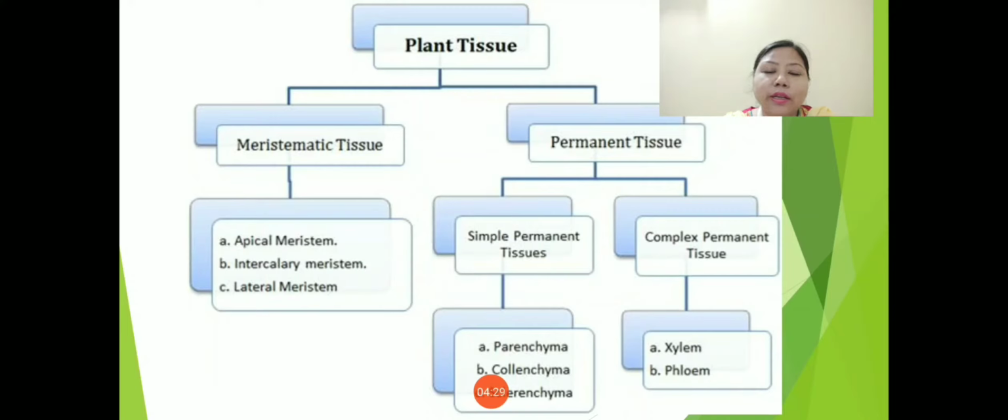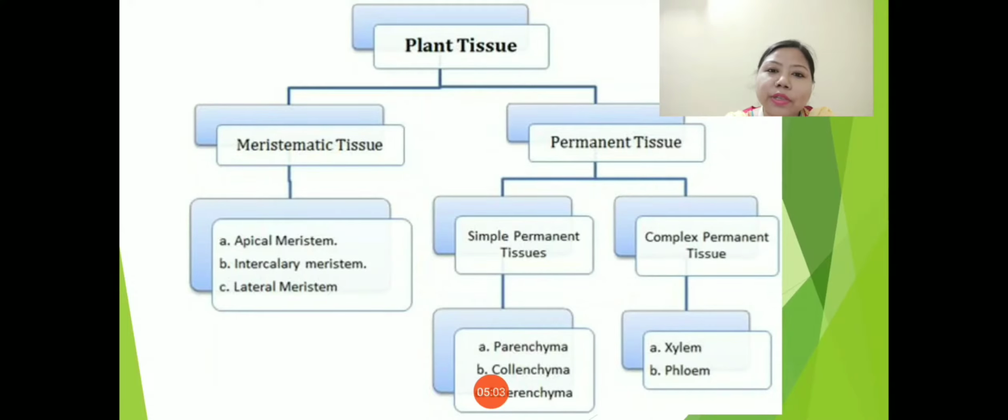So you can see the flow chart of the plant tissues. It is broadly divided into 2 types, meristematic tissue and permanent tissue. Meristematic tissue is again divided into apical meristem, then lateral meristem and intercalary meristem. Permanent tissue is divided into simple permanent tissue and complex permanent tissue. Simple permanent tissue is divided into parenchyma, collenchyma and sclerenchyma, and complex permanent tissue is divided into xylem and phloem.